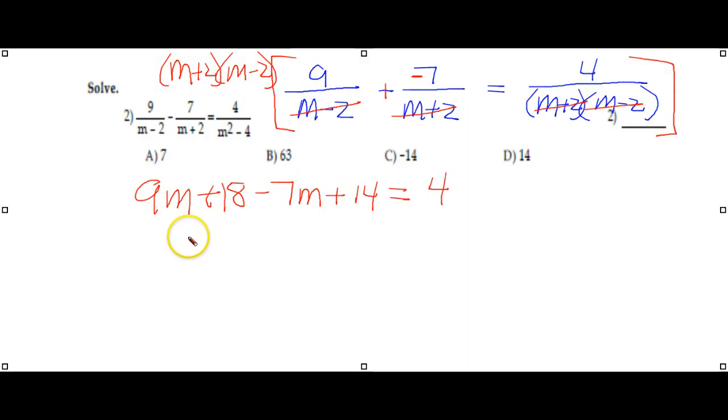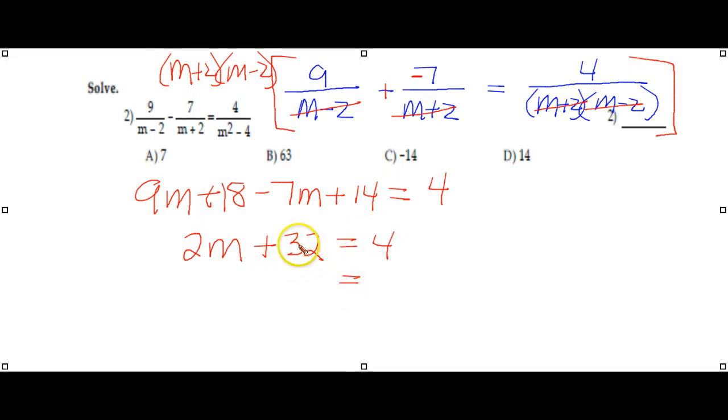Now we're going to group like terms. This is a 2m. We're going to group this and this now, and this becomes 32. 18 plus 14 is 32. And that equals 4.